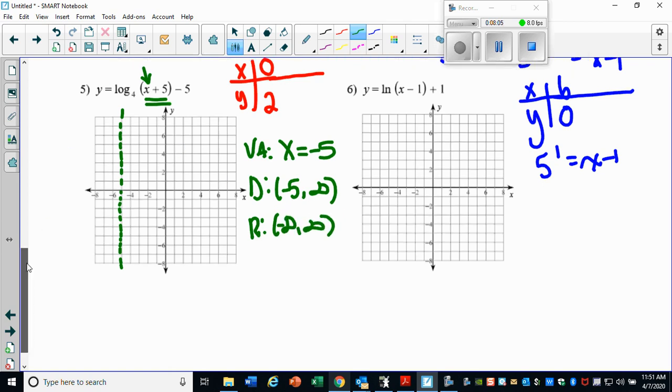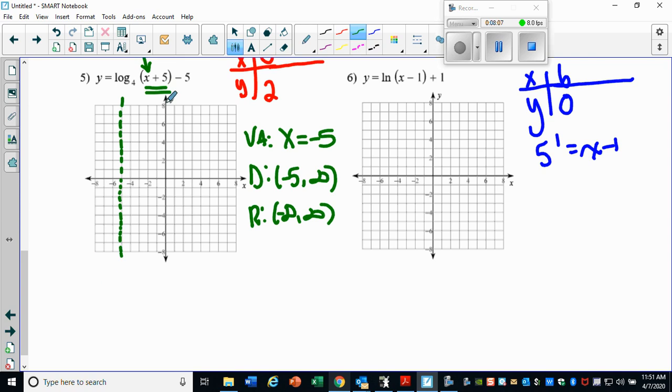All right, so before we rewrite this one as an exponent, we need to move that -5 over so that it becomes y minus 5 equals log base 4 of x plus 5.